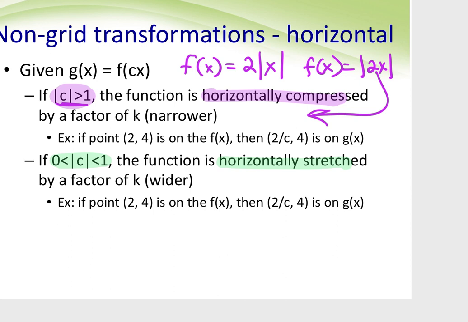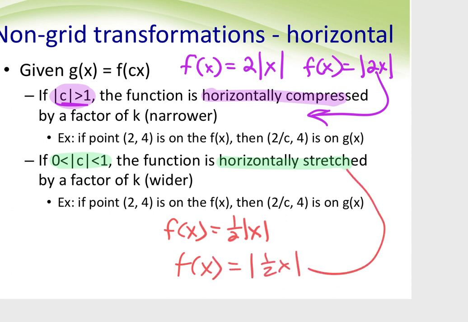And then if it's a fraction, if it said f of x equals 1/2 absolute value of x, that would have been a vertical compression. That is now, if it's inside, a horizontal stretch. So it's spreading it out. It's saying where I was at 2, 4, I'm now going to be at 4, 4 because 2 divided by 1/2 means I double that x.